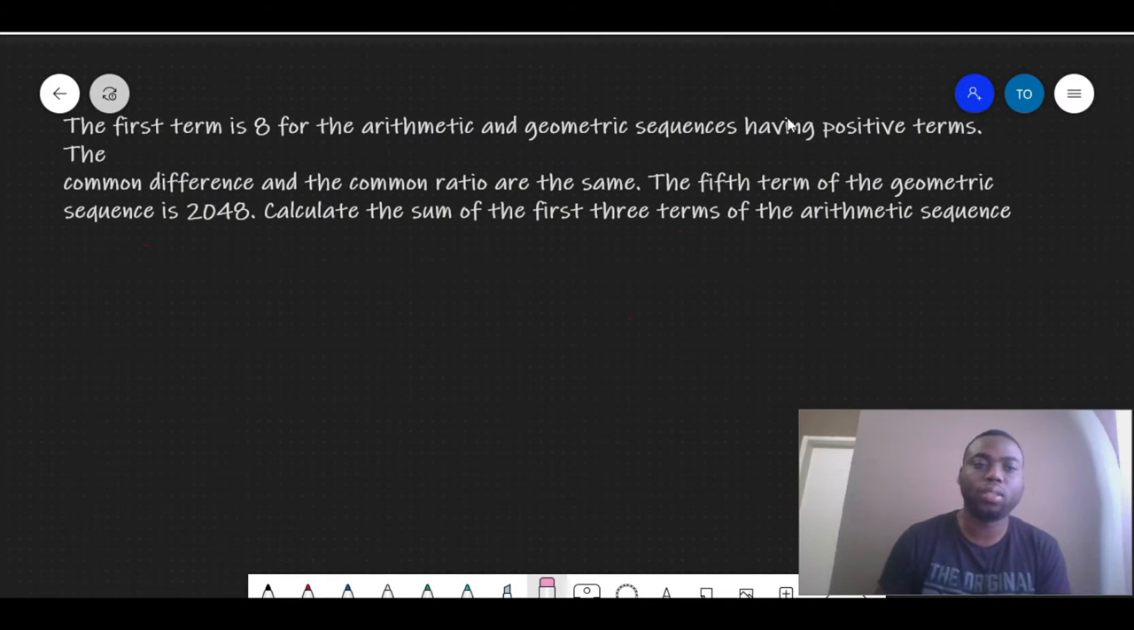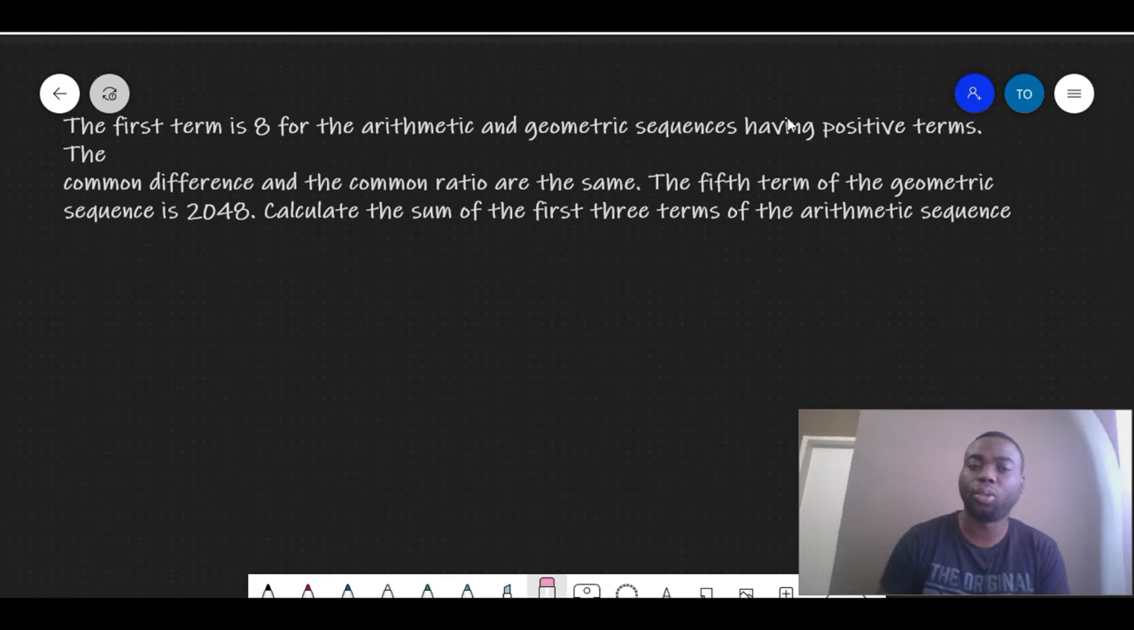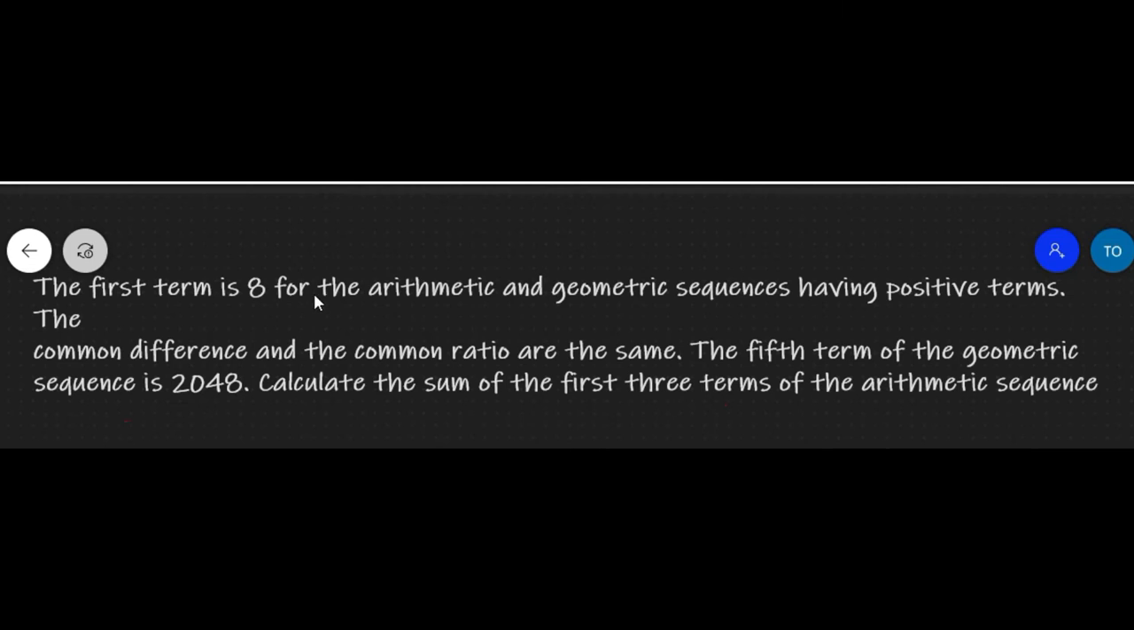So this question says the first term is 8 for the arithmetic and geometric sequence having positive terms. The common ratio and the common difference are the same. The fifth term of a geometric sequence is 2048. Calculate the sum of the first three terms of the arithmetic sequence. Okay, so I'm going to underline important things.